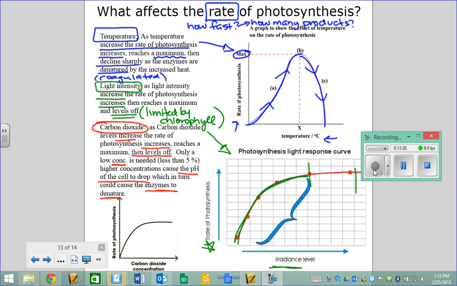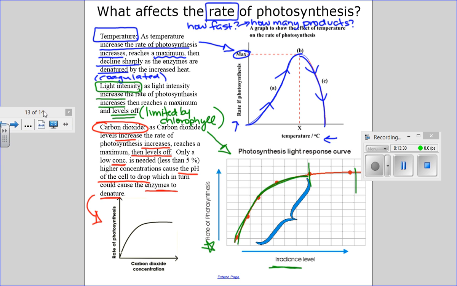So if I were to continue the line on this graph down here, which shows rate of photosynthesis along the y-axis and carbon dioxide concentration along the x-axis, if I was to extrapolate and continue it on for a while, eventually it would drop off. The concentration has to get pretty high for this to happen, but in the long run, that's what could happen.